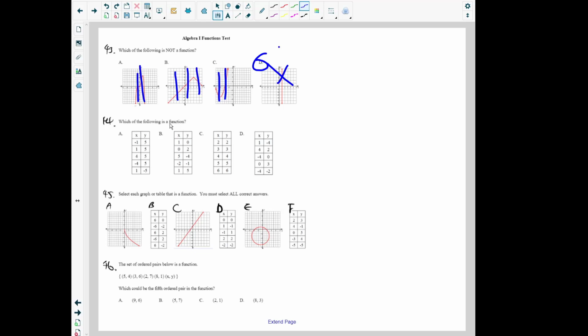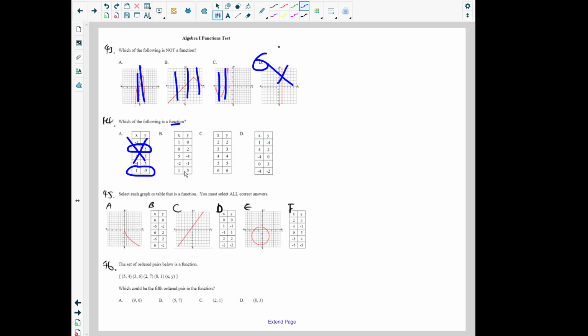Okay, which of the following is not a function? So same thing here. You see how one x value had multiple y values, right? We can't have that. So if you look here, there are 2 points, right? 1, 5, and 1, -5 that would be directly vertically above each other, right? That would fail the vertical line test. So this is not a function.